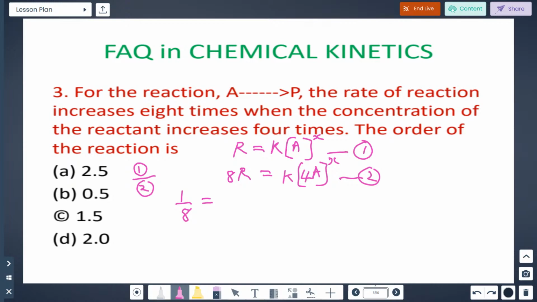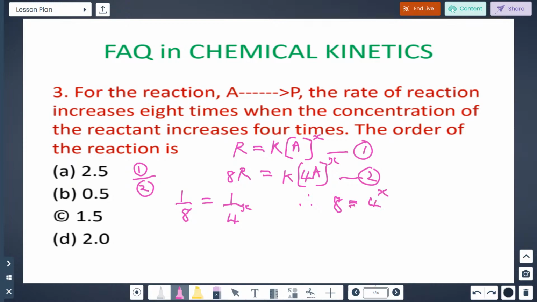Now, that time, this will be cancelled. A power x will be cancelled. Down we have only 1 by 4 power x. Understood or not? Okay. 4 power x. Now, you just compare these two quantities. Can you compare like this? Therefore, 8 is equal to 4 power x.